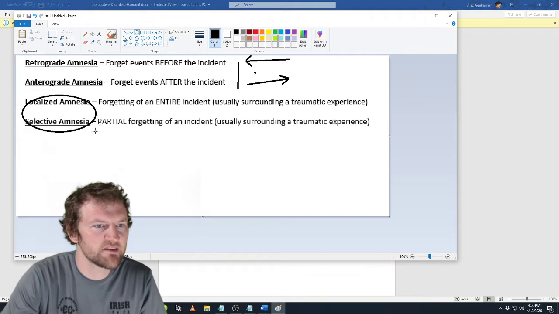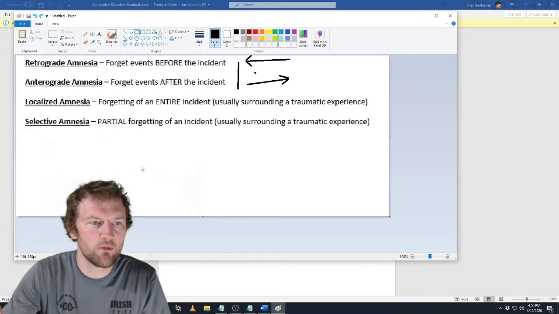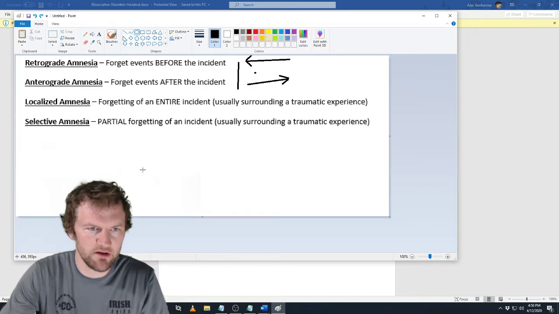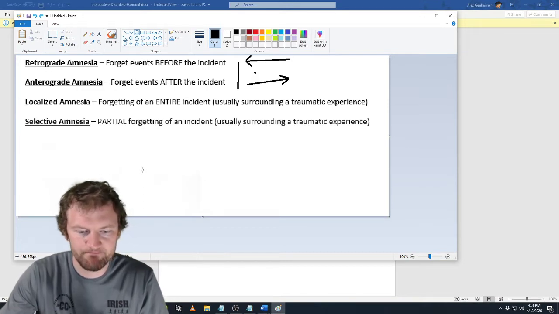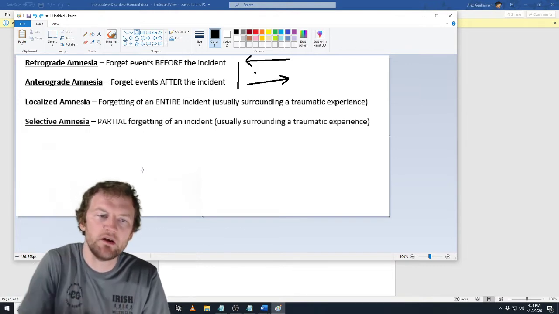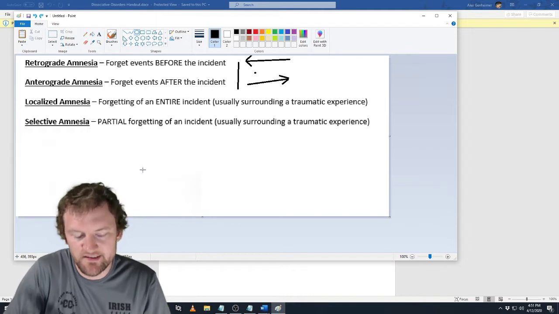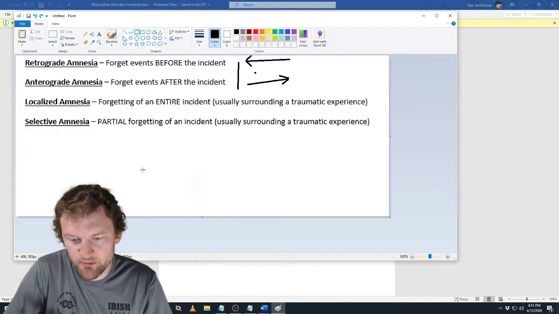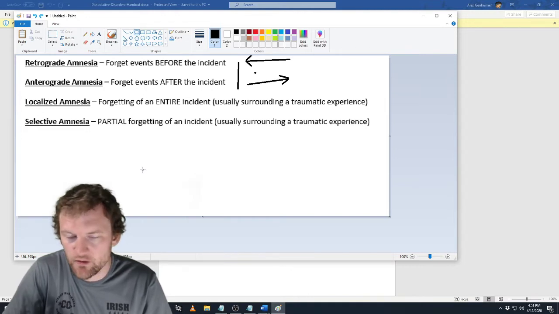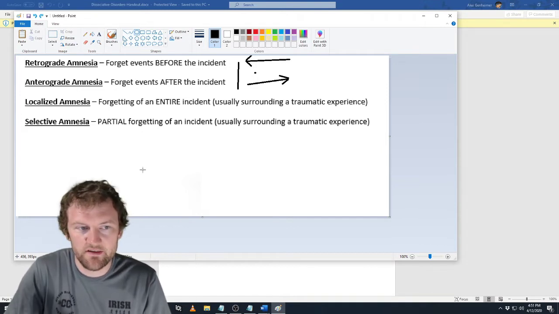These two, localized and selective, are how prevalent the amnesia is and how spread out it is. Localized would be you forget one entire episode. So that's like something traumatic happens to you, you're in war, in combat, and there's a particularly bad day and some of your friends died or something, and you forget that entire day. It's just totally gone. Localized amnesia.